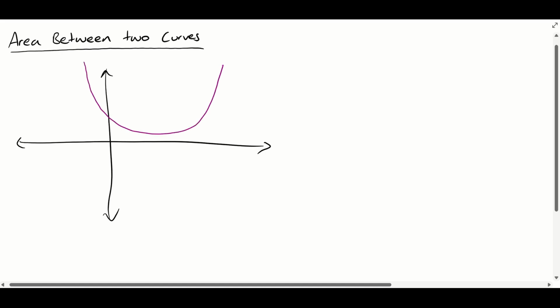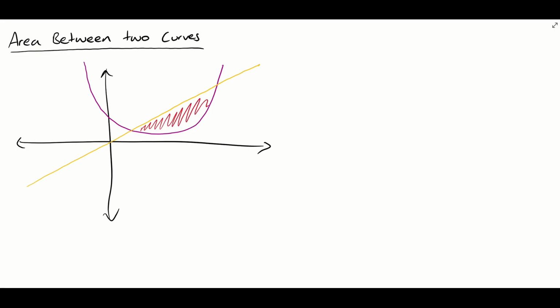So let's say on a Cartesian plane, I have two curves. One of my curves is a quadratic, which does something like that. And the other curve is just a straight linear line, which just comes through here like this. And I'm asked to find this shaded space in the red here.